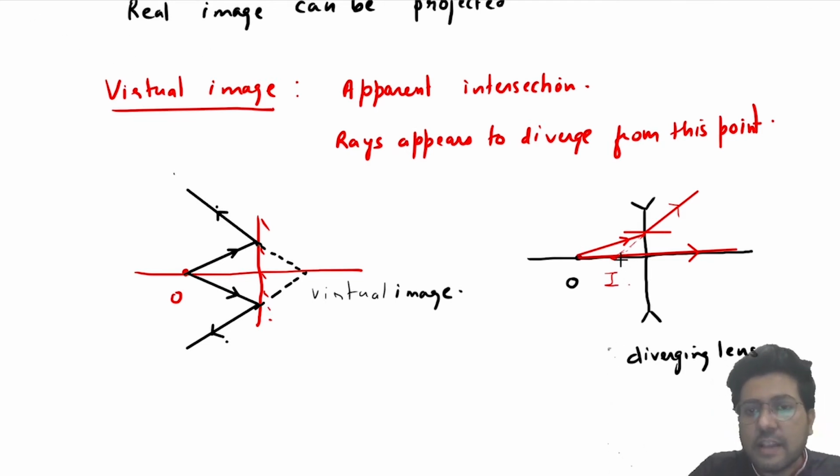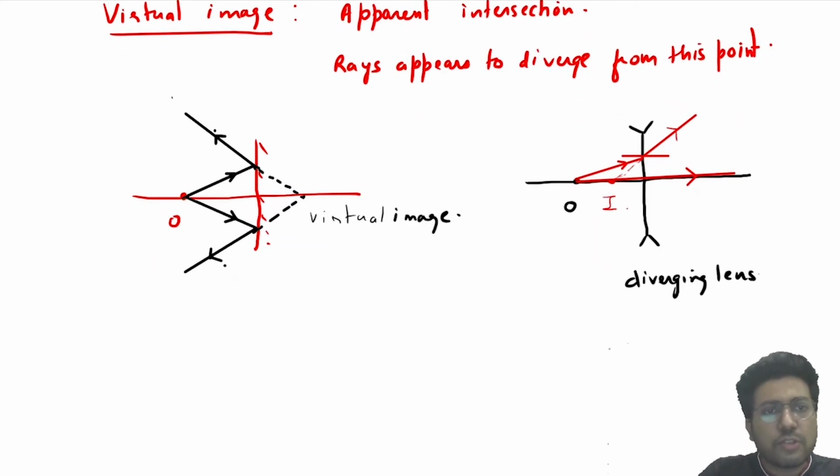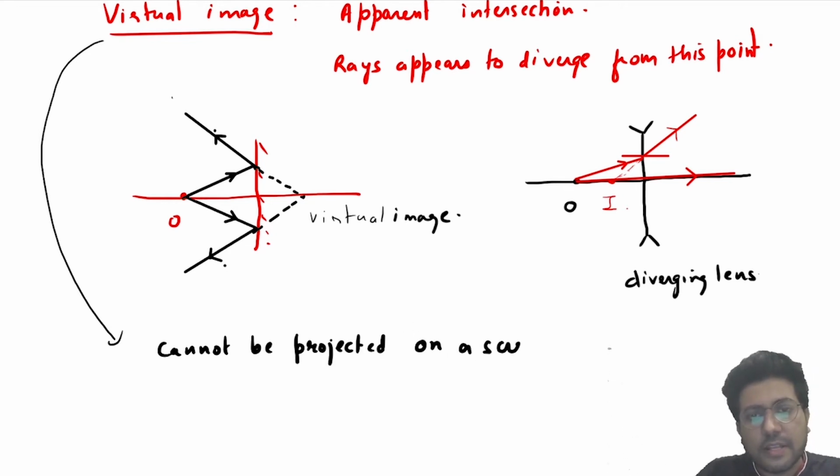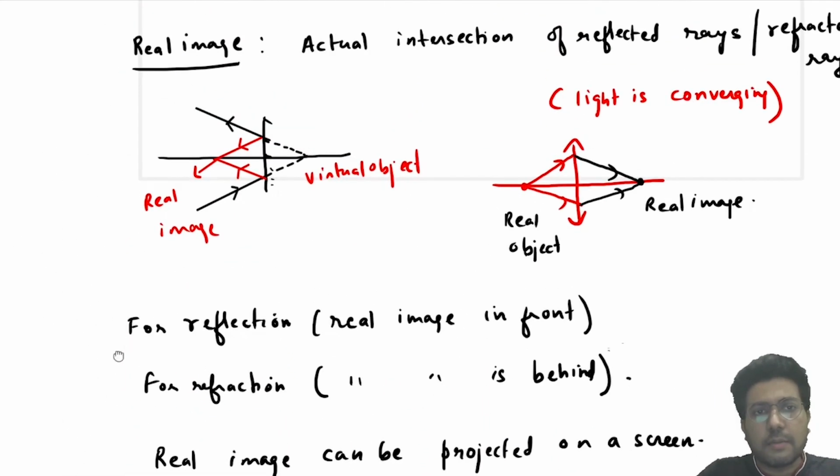Again, you will see that from the point of the virtual image, light appears to diverge. Okay, so for a virtual image there is apparent intersection, and refracted or reflected rays both appear to diverge from this point of virtual image, right? A virtual image cannot be projected on a screen. Okay, so this is the definition of virtual image.